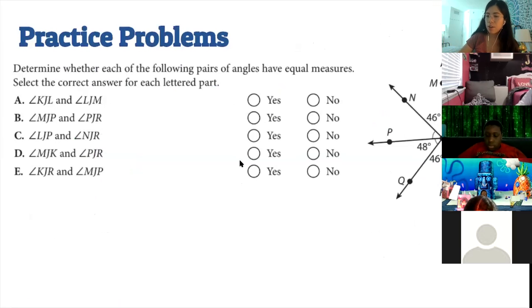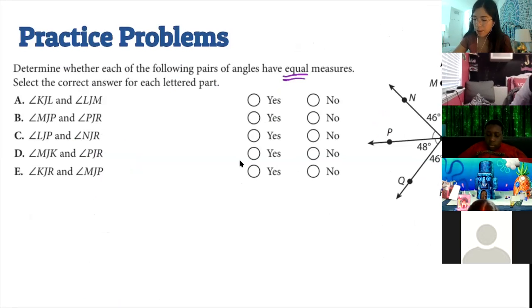All right, this one you do not need to write all down because it's a lot. We're just going to go through each of these letters together. We're going to determine whether each of the following pairs of angles have equal measures. So we want to know if these are equal.